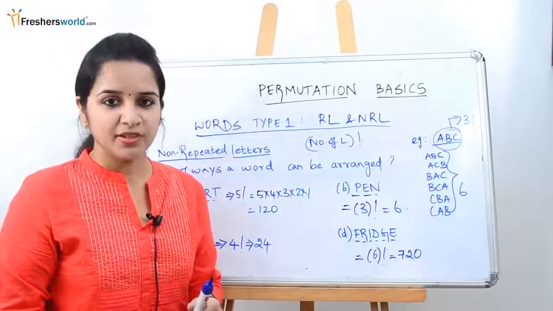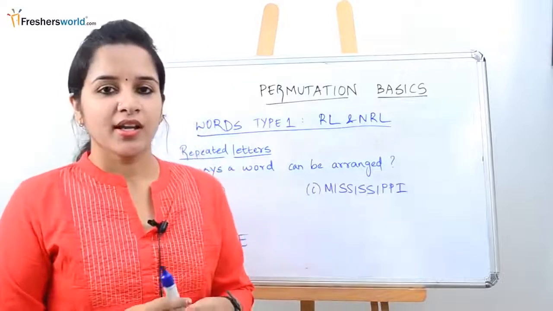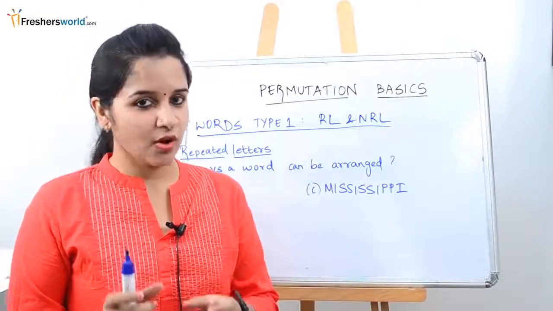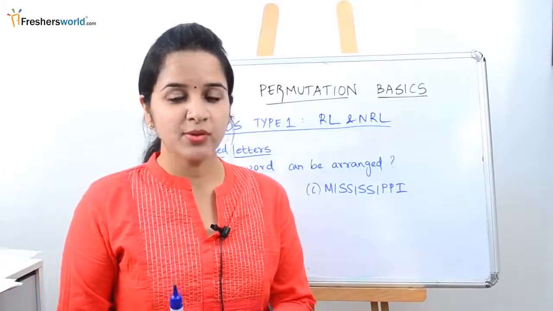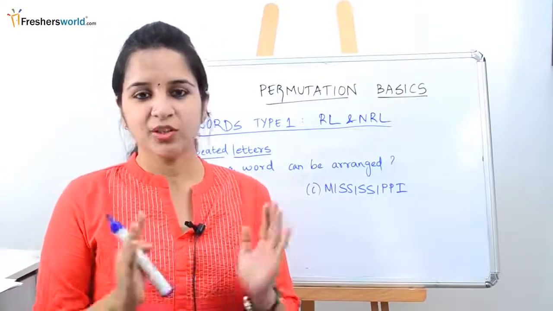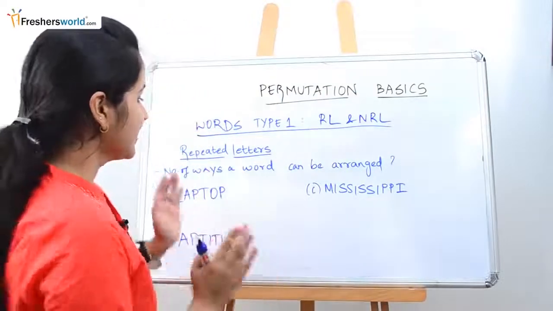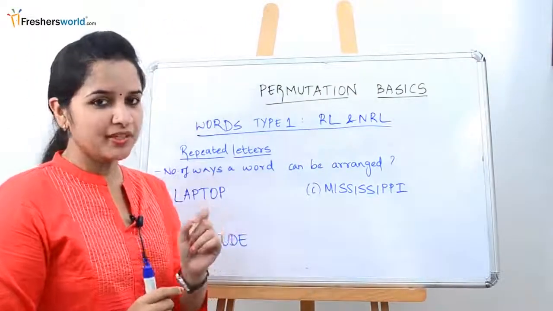The next type of sum we're going to see is with the repeated letters. In the last concept we dealt with non-repeated letters. Now we are going to deal with repeated letters. What we did in the non-repeated letters, we took the number of letters in the word and the factorial of it. Similar thing we are going to do with a minor change.